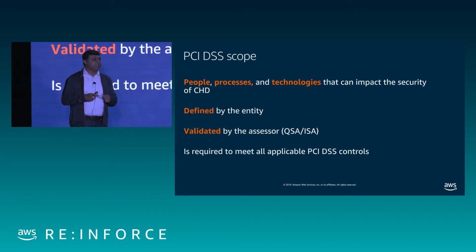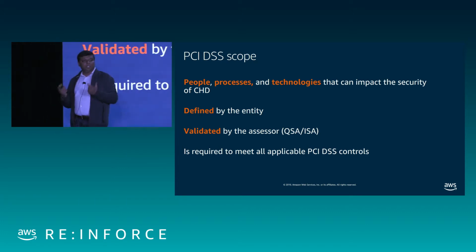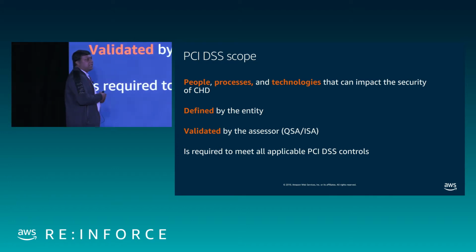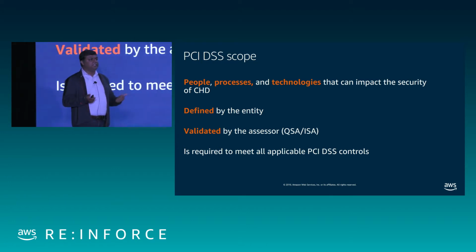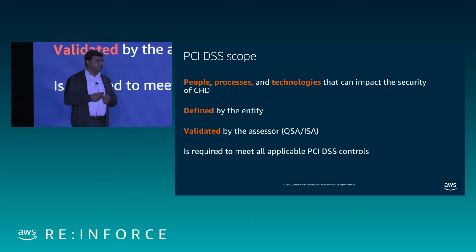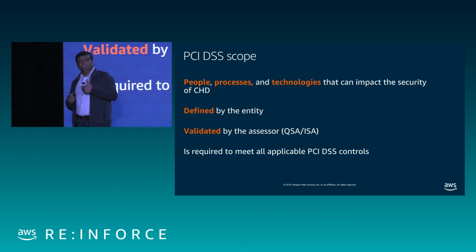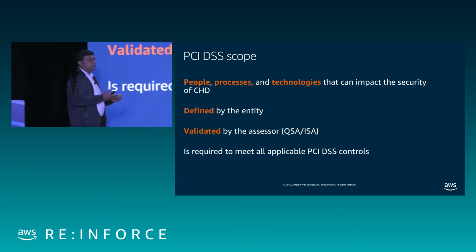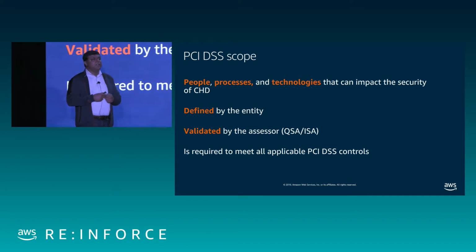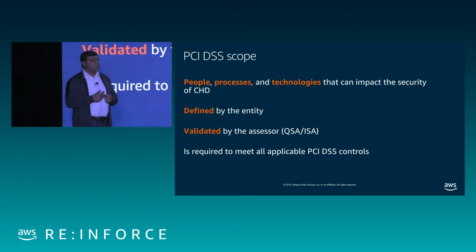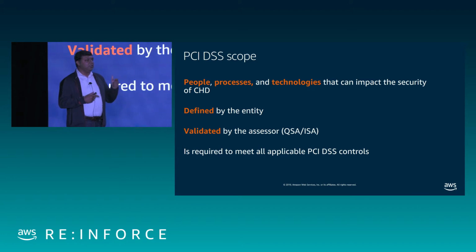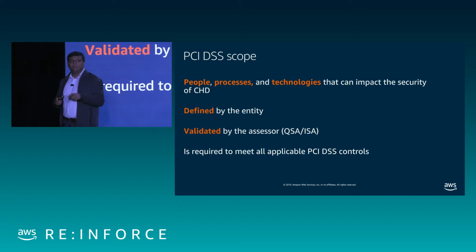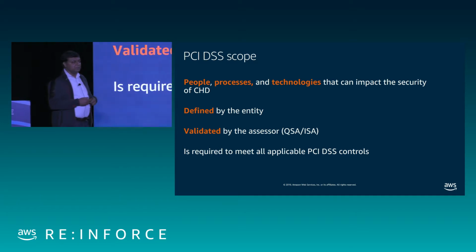However, the scope is validated by your QSA if you are undergoing an external assessment, or an ISA, depending on the type. The scope is validated by the assessor during the annual assessment to make sure that the scope you have defined actually is the scope that follows the PCI DSS requirements. Anything that is considered to be in scope is required to meet all applicable PCI DSS requirements. Just to note, not all requirements, but all applicable PCI DSS requirements.